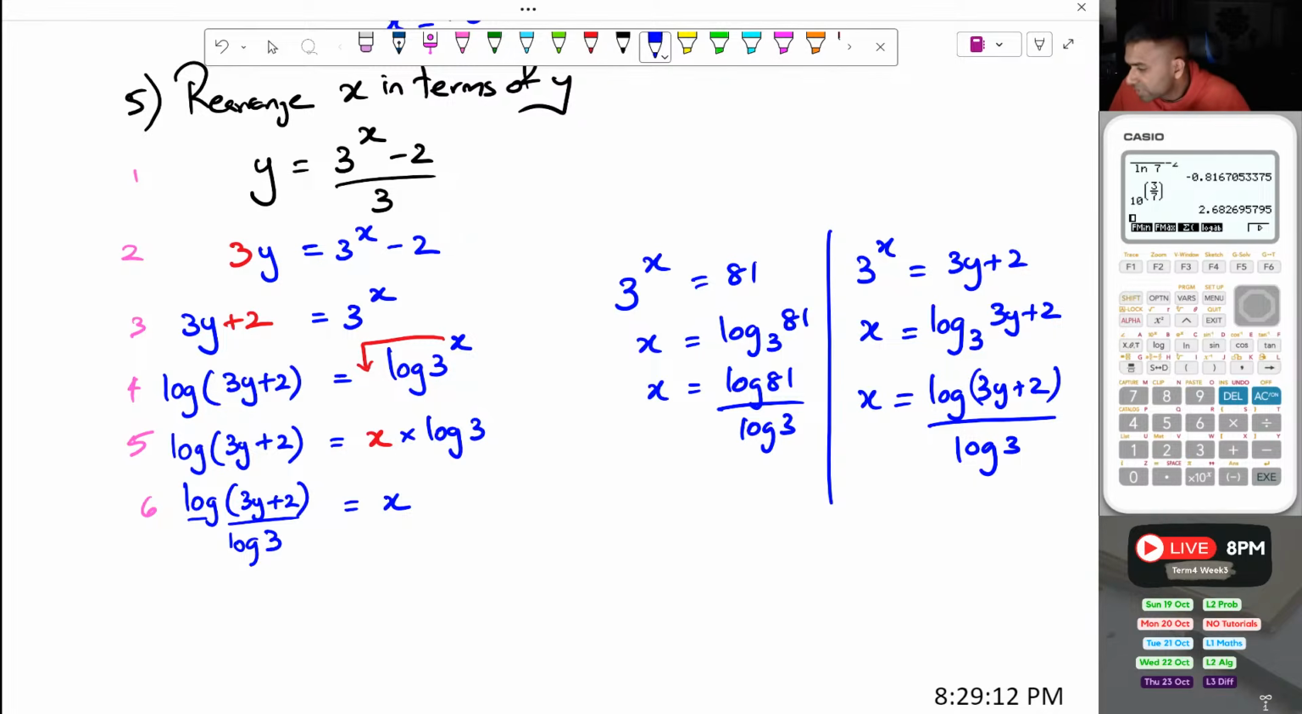Now, you don't need to use the graphics calculator for this question at all. You can just rearrange it as it is. Oh, no, that's fine, Alex. You can jump from 3^x to x log 3. That's absolutely fine. That's not a problem.